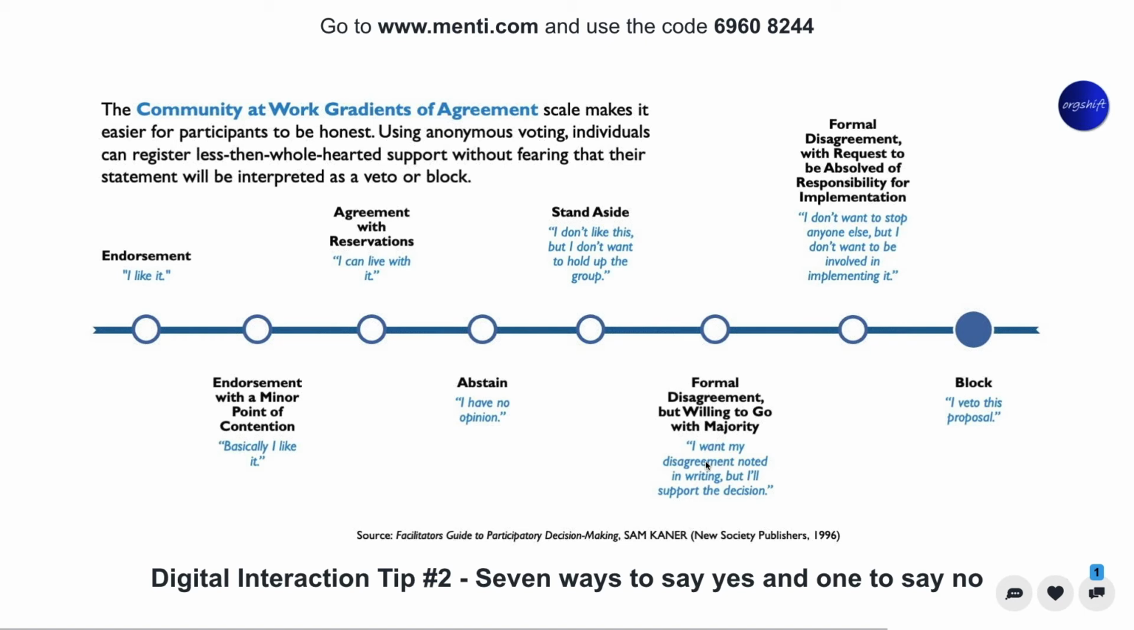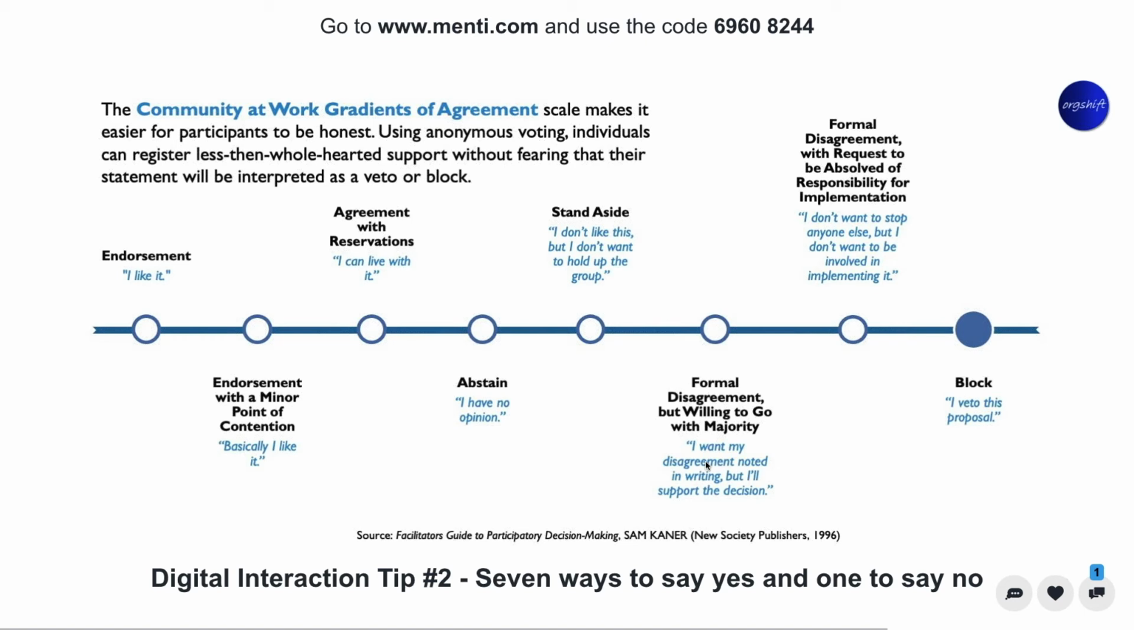A 1, fully endorse it, we're go. A 2 would be, yes, I completely agree, except I've got maybe a contention, or I might have a question. So we want to talk about that. 3 would be, I can live with this, I'm good with it. 4 would be, I'm just not going to make a comment, but I'm not going to stand in the way.